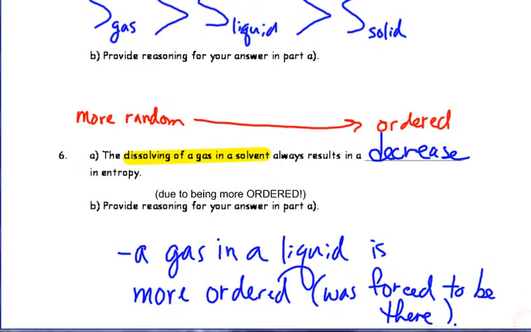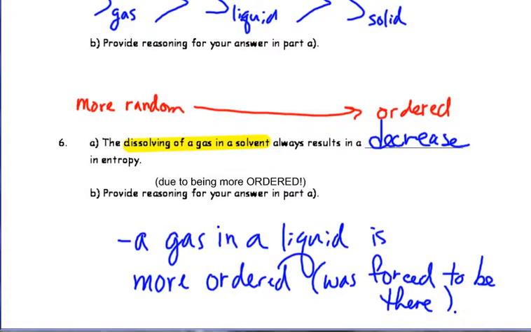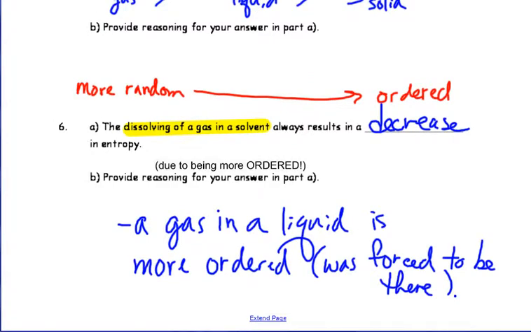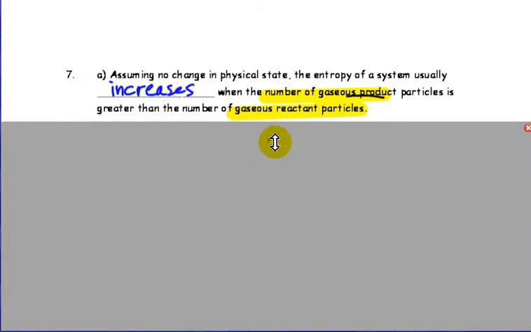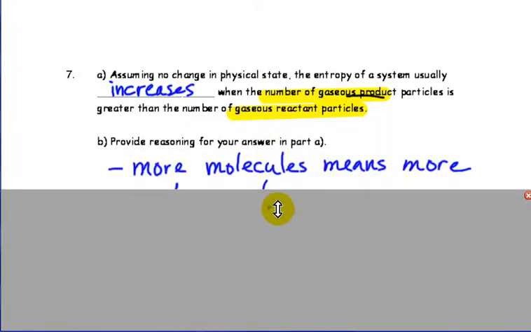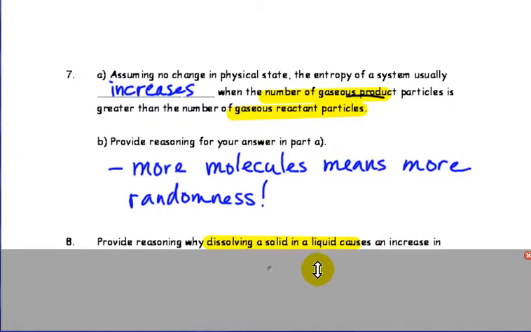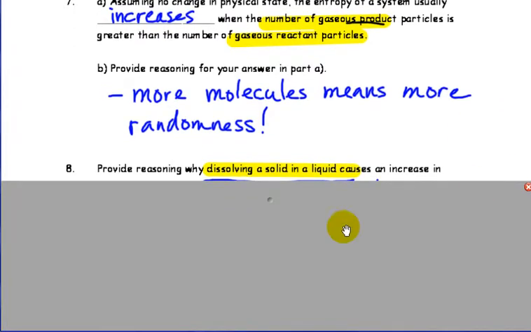So as I mentioned here, gas in liquid is more ordered. It was forced to be there. Okay. Assuming no change in physical state, the entropy of a system will increase if you can make more gas particles. So the side that has more gas particles has more entropy, more disorder, because gas is all over the place. More molecules, more randomness, more heating, etc.